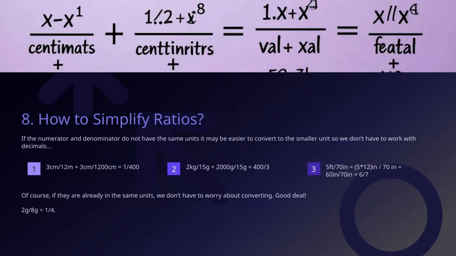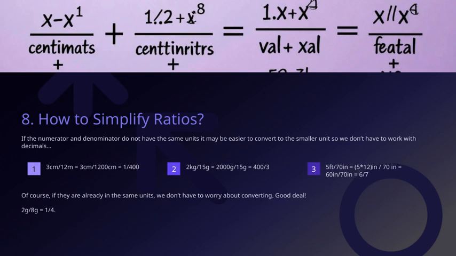Now, let's talk about how to simplify ratios. One key tip is to make sure the numerator and denominator are in the same units. If they're not, it's often easier to convert everything to the smaller unit first. For example, if you have 3 centimeters over 12 meters, converting 12 meters to centimeters makes things simpler. Since 1 meter equals 100 centimeters, 12 meters becomes 1200 centimeters. So, 3 centimeters over 1200 centimeters simplifies to 1 over 400.